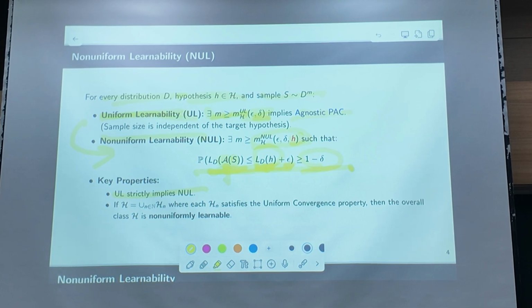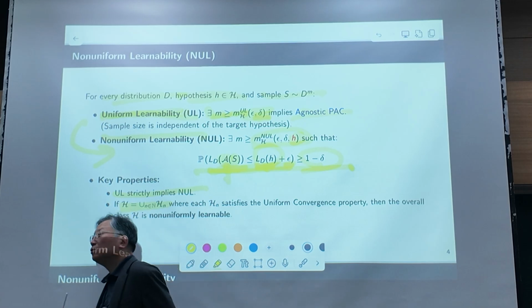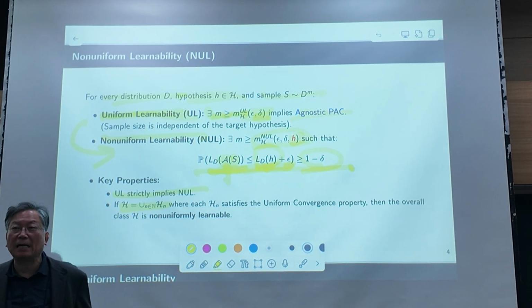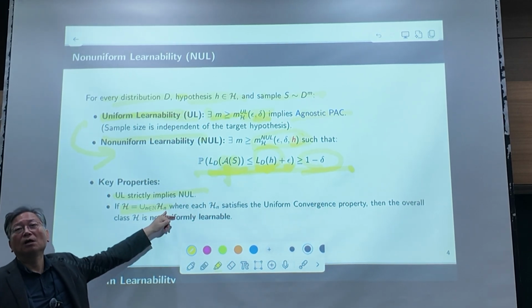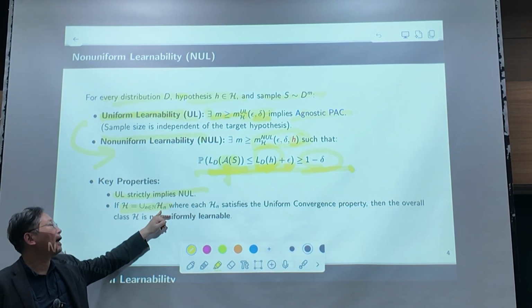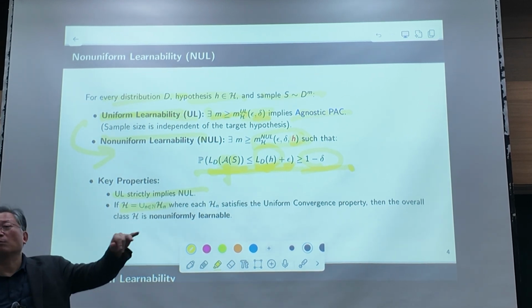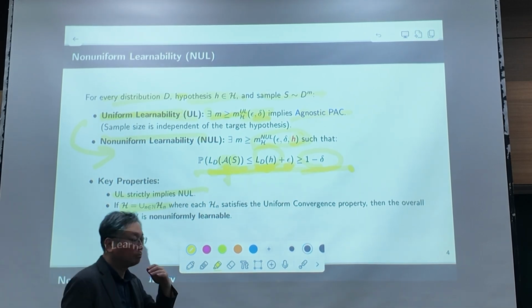Now, we're going to consider the union of... so this is structural risk minimization, we're going to look at a particular hypothesis class, which is a union of hypothesis classes that satisfy the uniform convergence property. Okay.